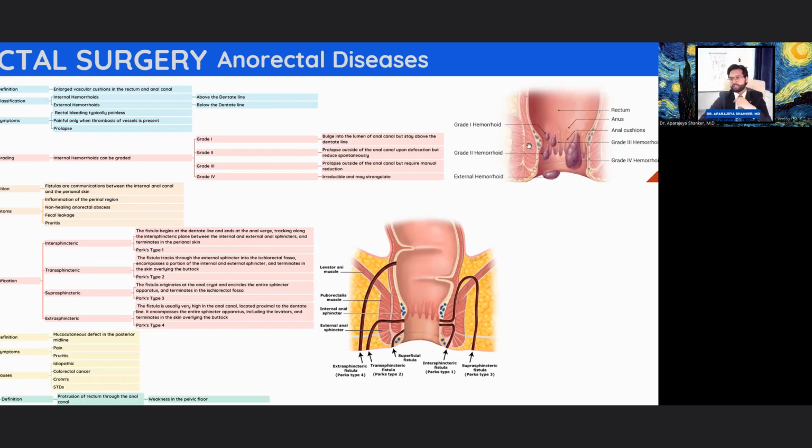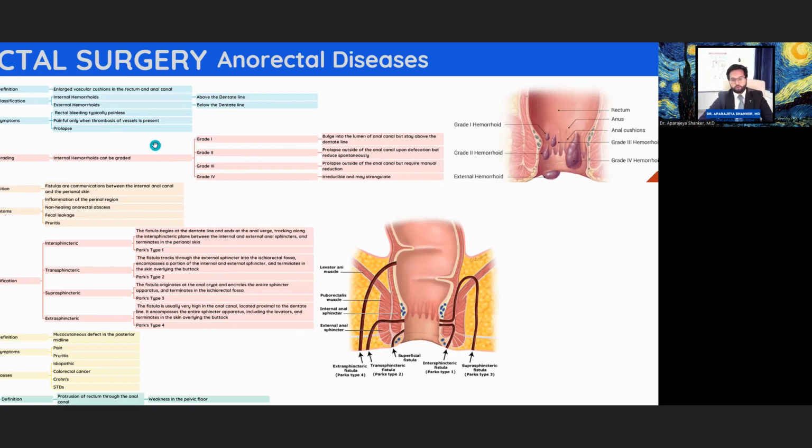And it causes pain especially when it crosses the pectinate line. Because once it crosses the pectinate line, this is where the pain fibers are. So if you can see here, grade 2, grade 3 and grade 4 are the ones that cause you the pain, right?